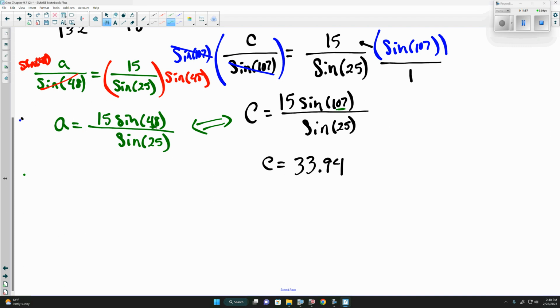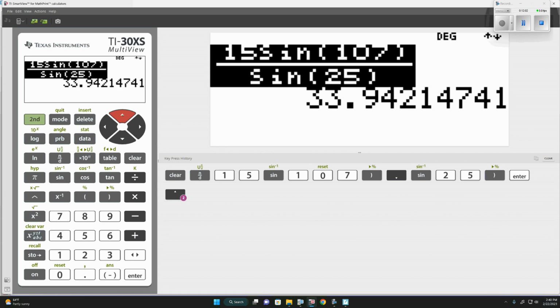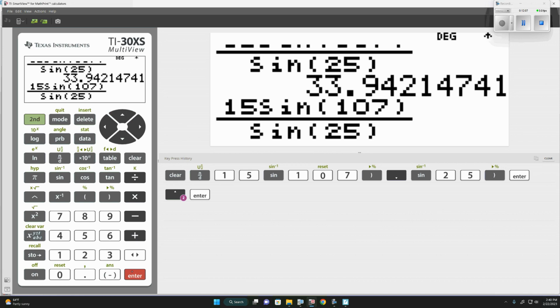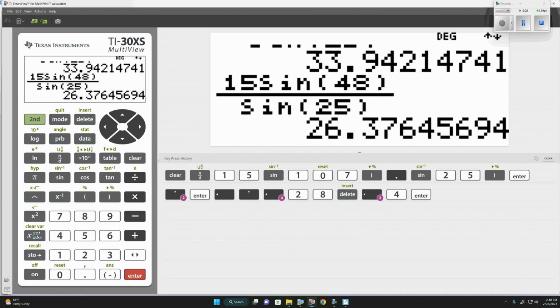So, in the calculator, the reason this is nice is if you ever use the up arrow, you can go and select something above. If I select this and hit enter, it'll bring it all back down. And what do we say the only thing that's different is? 48, so I can change it to 48. We can type over the top of it, delete that number, and hit enter. 26.38.